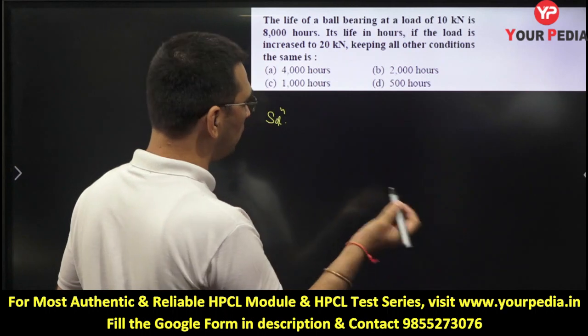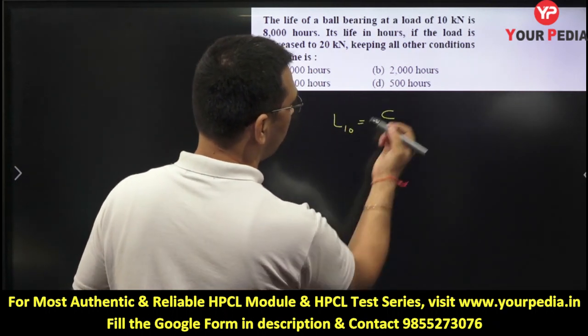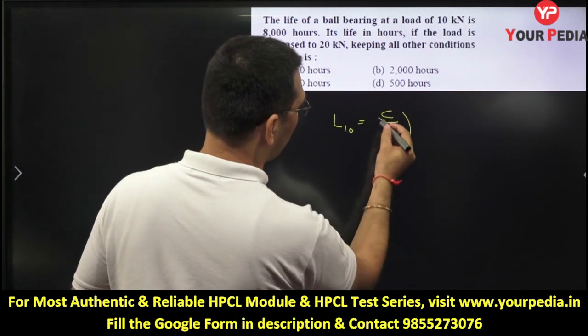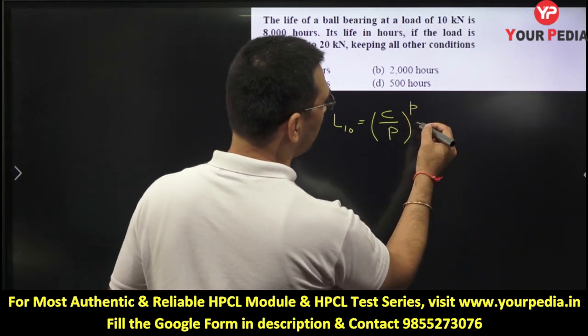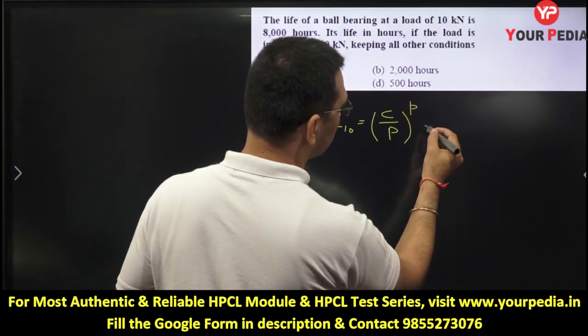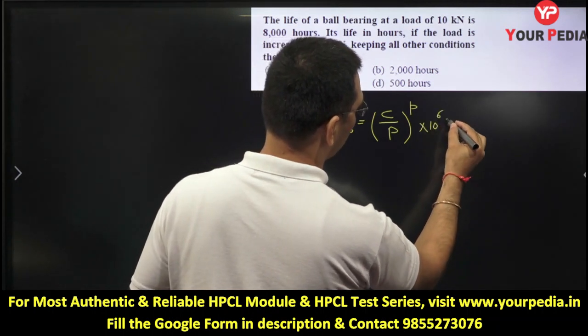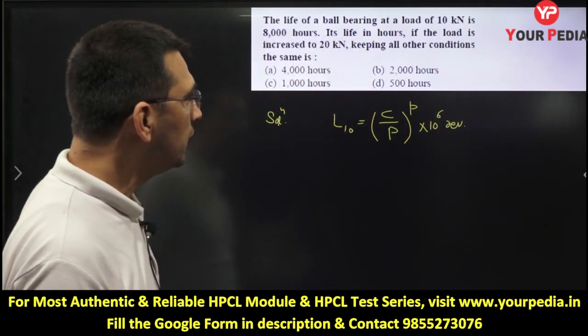So L10 life, as you know, what is the formula for L10 life? The standard formula is the dynamic load carrying capacity C divided by the equivalent load acting over there, raised to a power, multiplied by million revolutions, or 10 raised to power 6 revolutions. It is up to you how you write it. Let's say 10 raised to power 6 revolutions, or if you remove 10 raised to power 6, then it becomes a million revolutions.